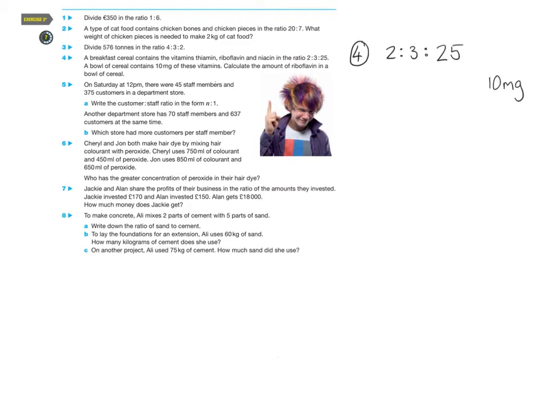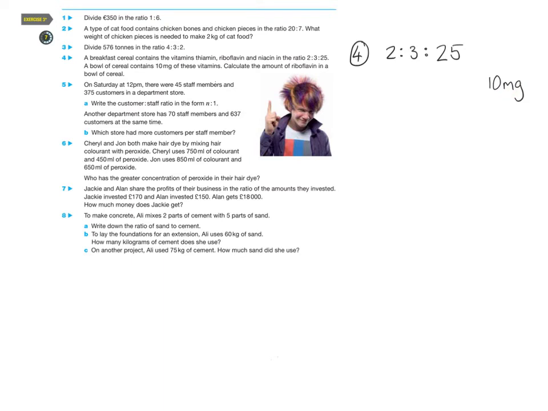Question 4 contains a whole lot of words that I cannot pronounce nor have I ever heard of. But basically it's asking us to take this ratio 2:3:25 and figure out how much of these vitamins with the funny names will be in 10 milligrams of the serving. Now, here is the ratio. I've written it out. 2:3:25. And you'll see that I've put the 10 milligrams underneath it.